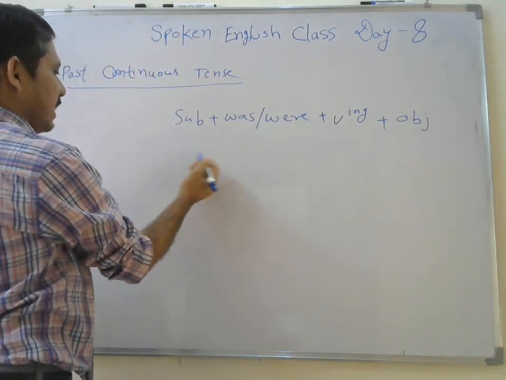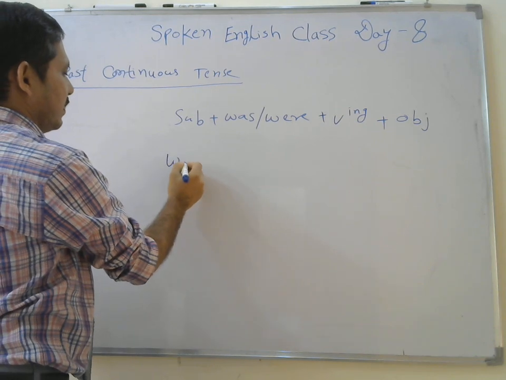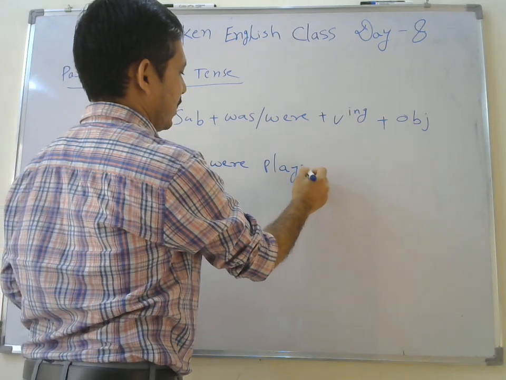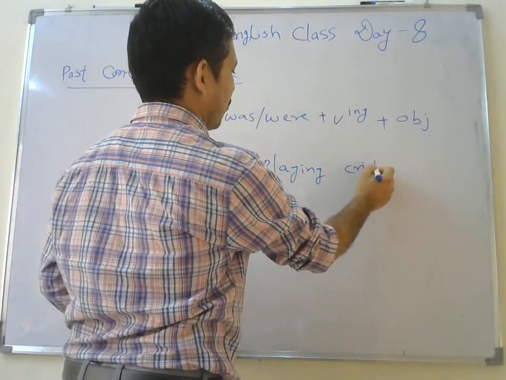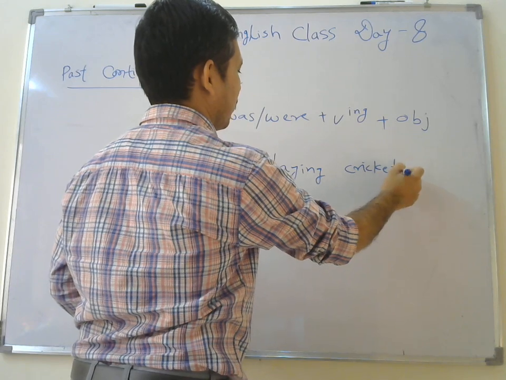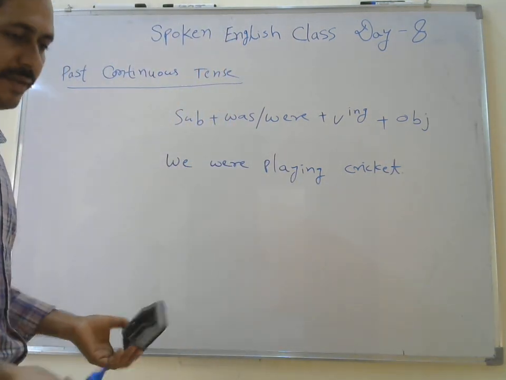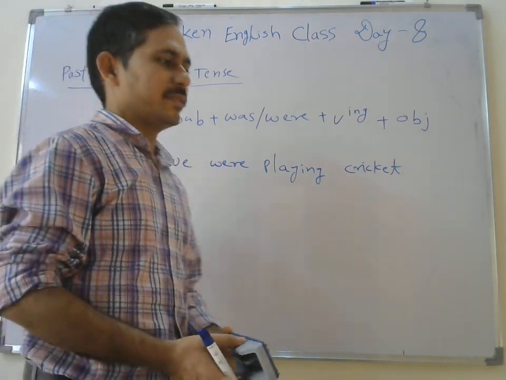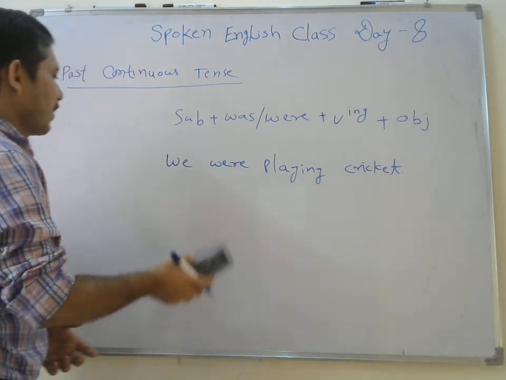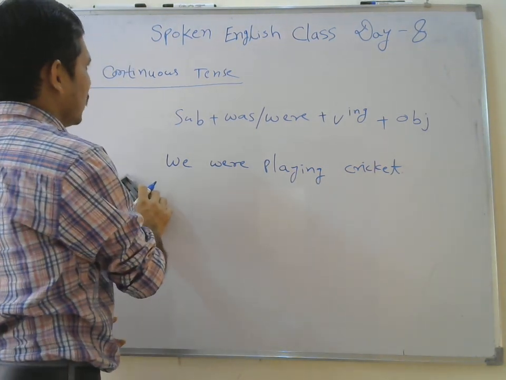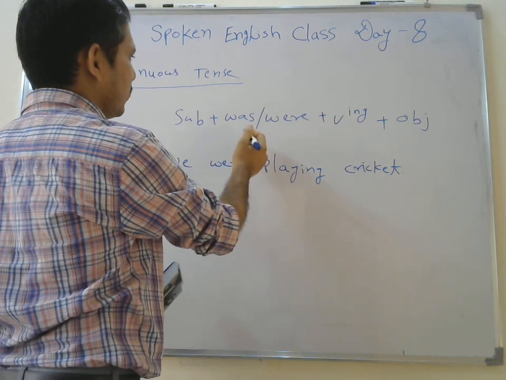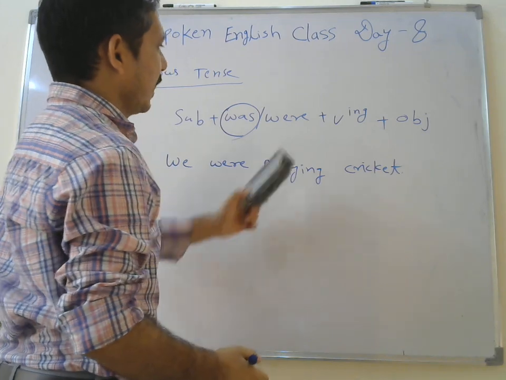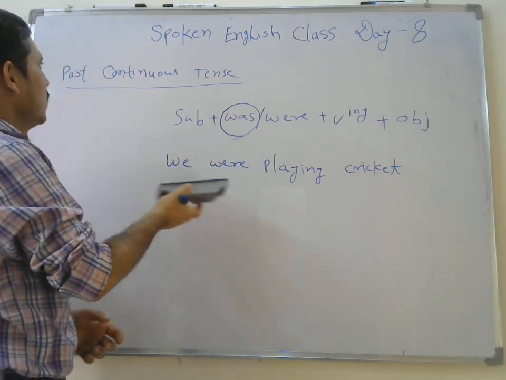The example which I told you is: we were playing cricket. Yesterday we were playing cricket. So this was the activity which was continued yesterday. Here you just need to remember that we should use was with the singular subject, and were with the plural subject, right?